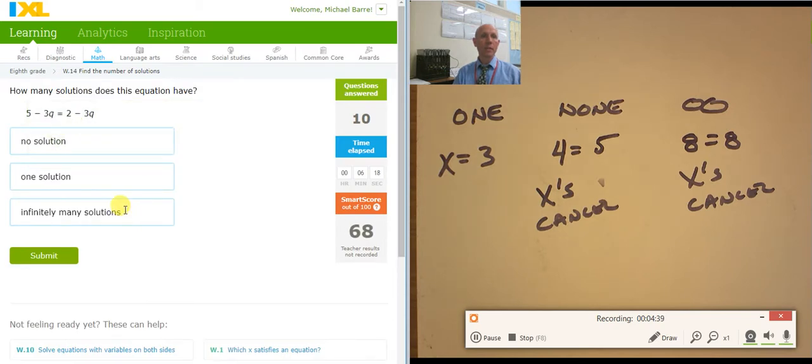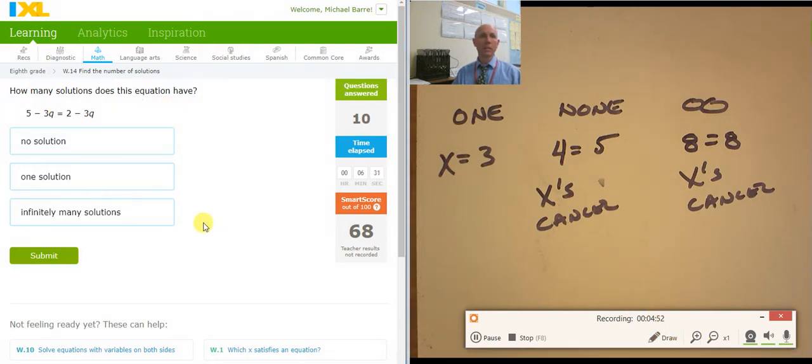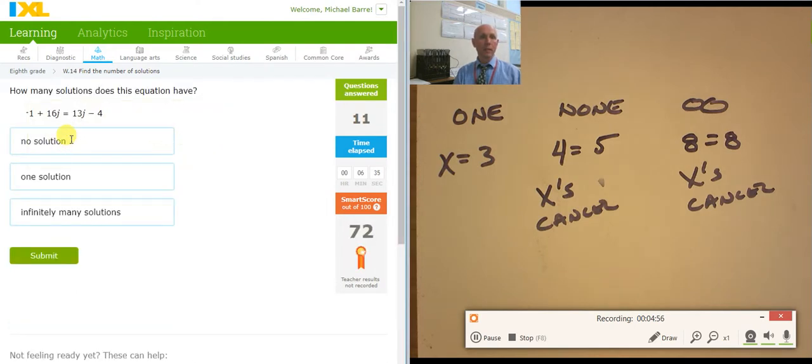Negative 3q, negative 3q. Those guys are going to cancel, right? Gone, gone. And I'm left with 5 equals 2. What does that tell me? That tells me there is no solution. 16j, do they cancel out with a 13j? No. So I still have a j floating around, which means there's one solution.